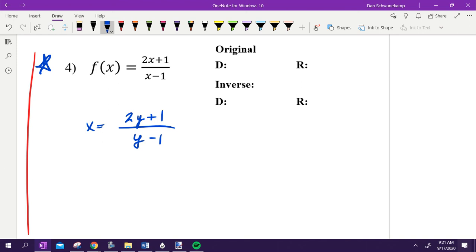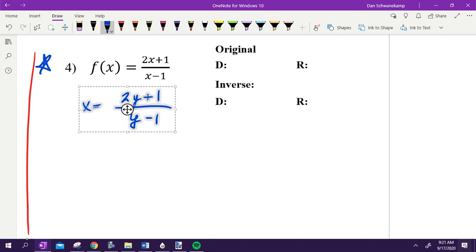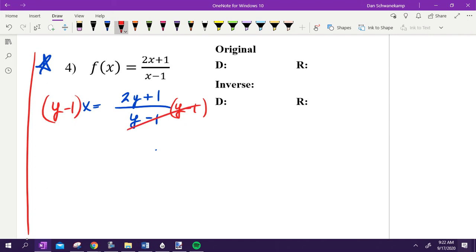Okay, trying to get y by itself. Thoughts on what I do first? Yep, multiply by y minus 1. We get that y minus 1 out of the denominator because I don't like it down there. Now what? What happens if I divide? Last time we just divided by x. Does dividing by x help me here? No, because if I divide by x, then I get 2y plus 1 over x, and it's still the same. So that doesn't help me.